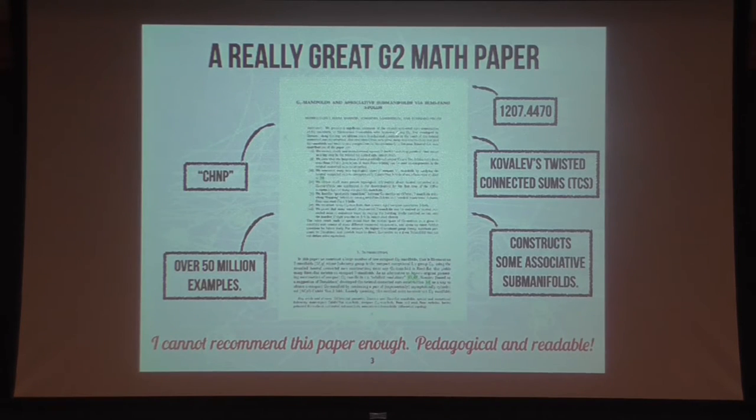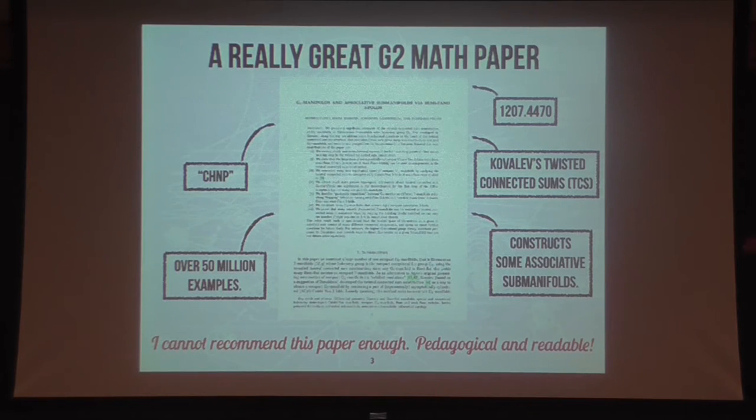So for me, this all started with what I consider to be a really, really great G2 math paper. The authors are Corti, Haskins, Nordström, and Pacini. So when you see CHNP, these are the people. They use a construction called Kovalev's twisted connected sum, which is TCS, that will be used throughout. The point of this paper is that they had certain things called semi-Fano threefolds, which are particular complex 3-dimensional algebraic varieties, that can be used to mass produce compact G2 manifolds.